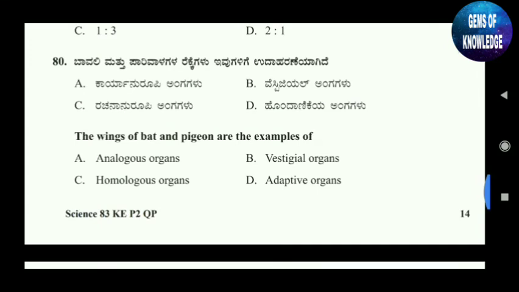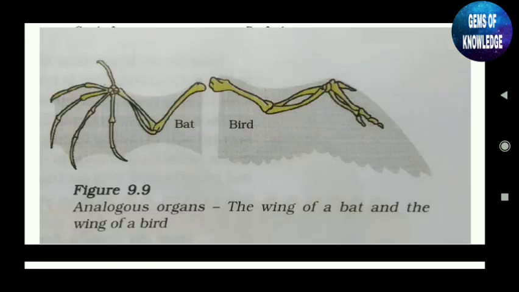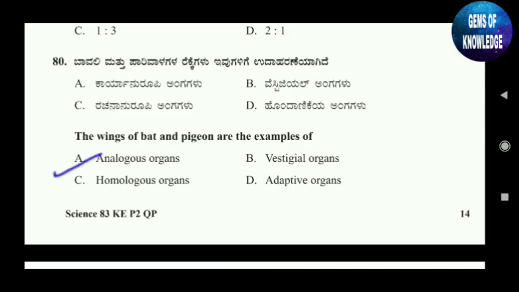Okay, coming to the last question here, 80th one, the wings of bat and pigeon are the example of. So what are the wings of bat and pigeon examples for? So it is nothing but analogous organs. Okay, so they are example of analogous organs.